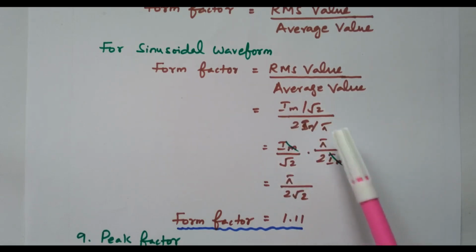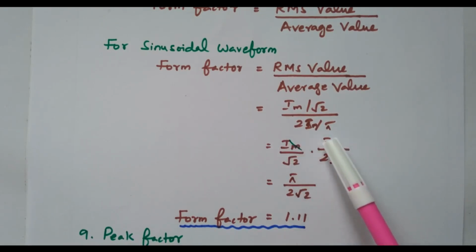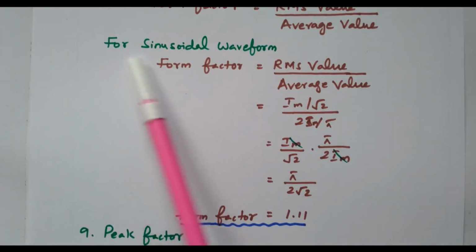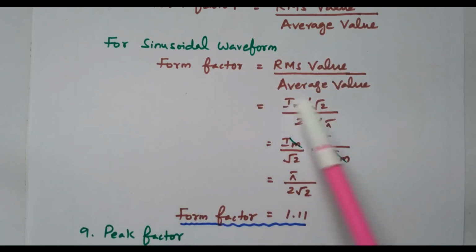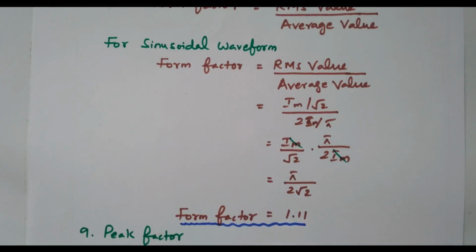While going to numerator, it becomes pi divided by 2 Im. So this Im got cancelled. What we have? Pi divided by 2 root 2. By simplifying this, which is nothing but 1.11. So for a sinusoidal waveform, the form factor is 1.11. These two values we already calculated, that is substituted. After simplification we got the form factor of a sinusoidal waveform as 1.11.